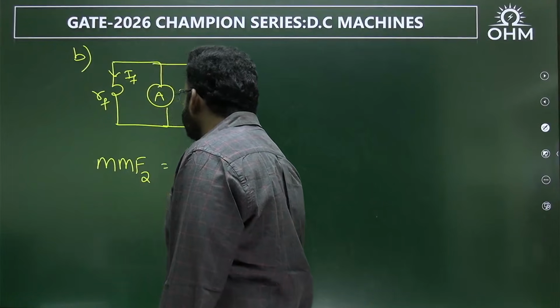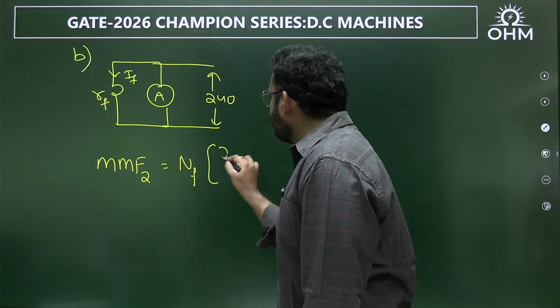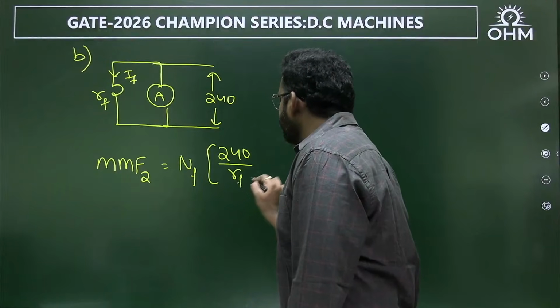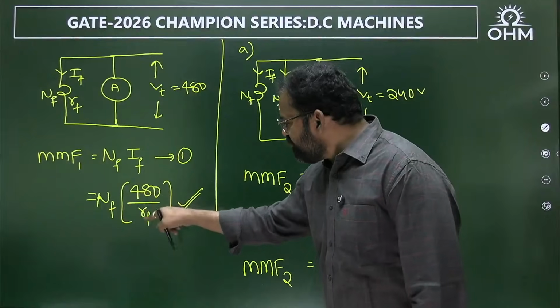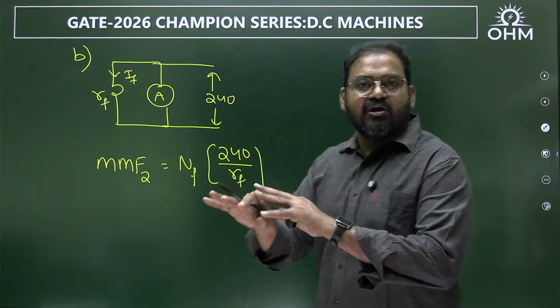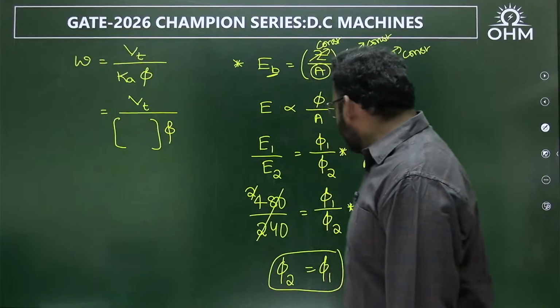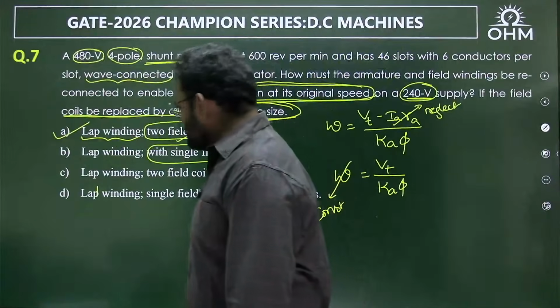The new MMF is equal to only one field coil, NF, into what is the field current? 240 by RF. But what is the first case MMF? NF into 480 by RF. But this is NF into 240 by RF. Therefore, MMFs are not equal. MMFs are not equal means my condition is not satisfied. Therefore, the second option is a wrong option.